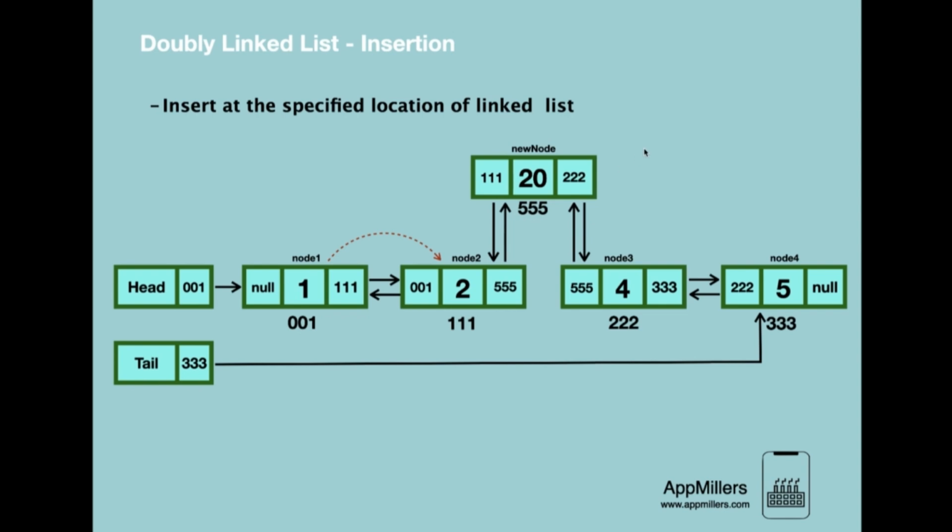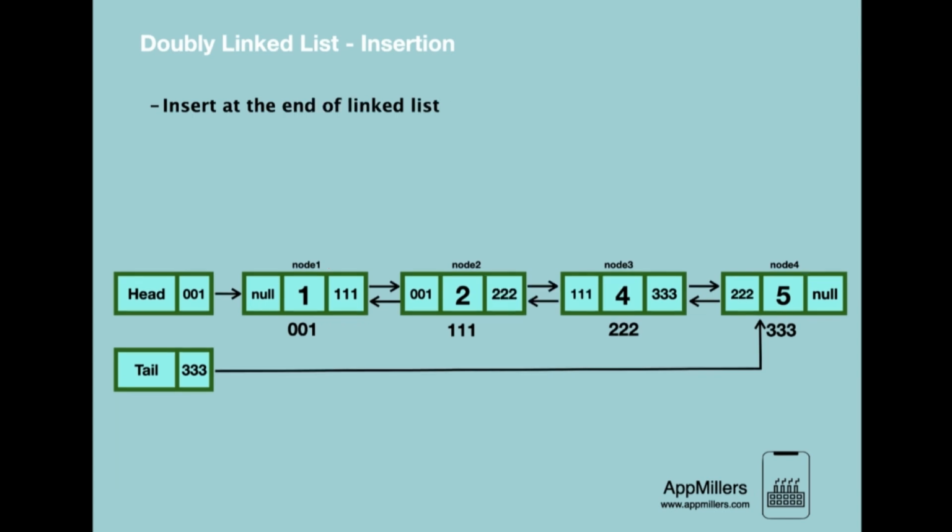Now let's continue to the next case in which we want to insert a node at the end of a double linked list. Here again, the first step is we will create a node and assign a value to it.